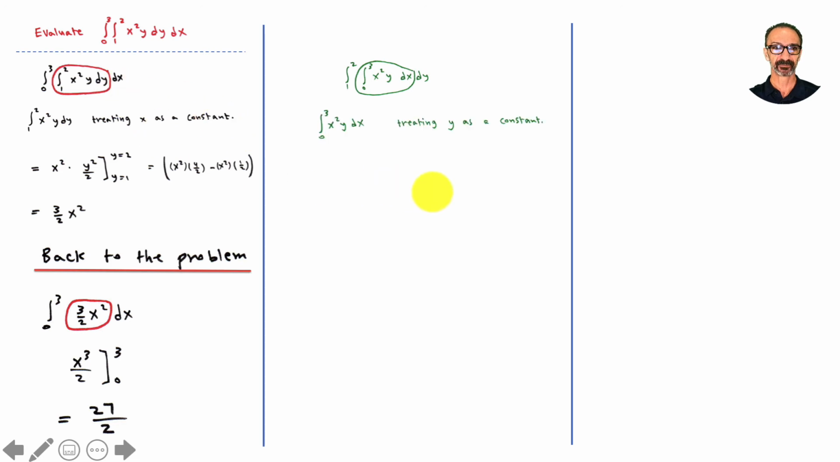Let's work inside. Same idea. Treating y as a constant because my variable is x. That's how we integrate. Y is a constant. X to the second becomes x to the third over 3. We go from x equals 0 to x equals 3. Do the math. Simplify and get 9y.